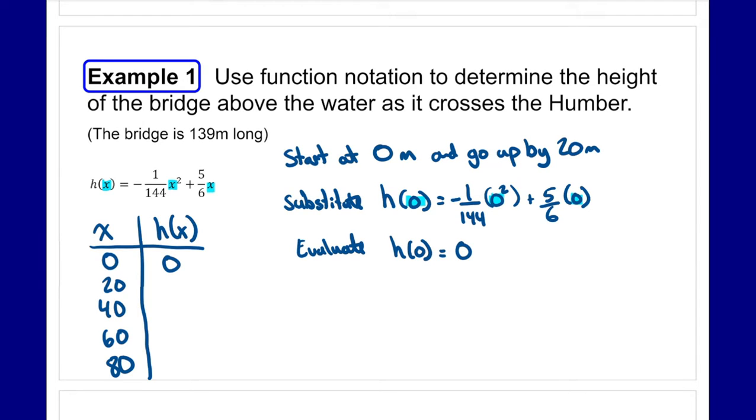We can go through and do the same thing for a different example. Let's do h at 20 is equal to negative 1 over 144 times 20 squared plus 5 over 6 times 20. And go through and solve, and I find that it's 13.89.